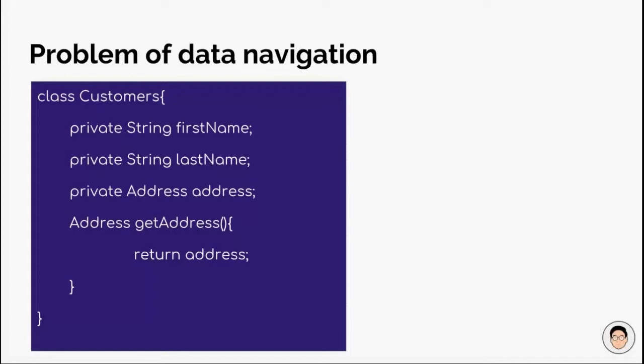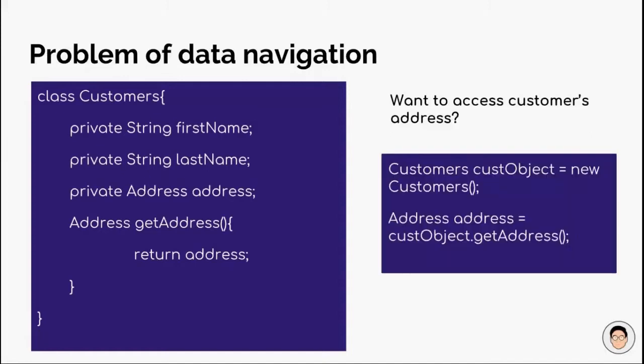Let's see how. Continuing with the earlier example, suppose we want to access the customer's address. How would you do that? In order to do that, we have to create the customer's object, and using this object, we can access all the members of the customer's class. To access the customer's address, we have to call the getAddress method of the customer's class. This method will return an address object.